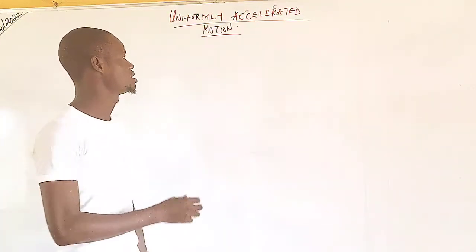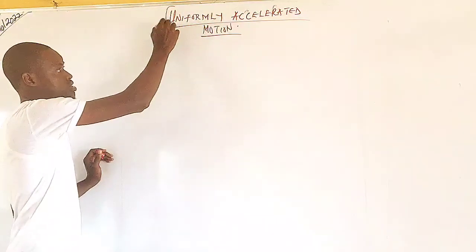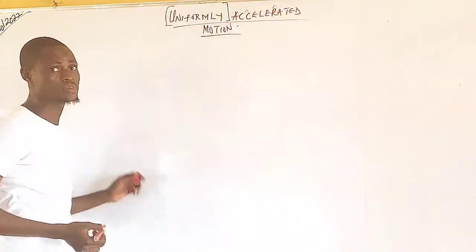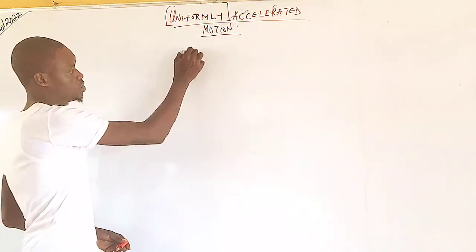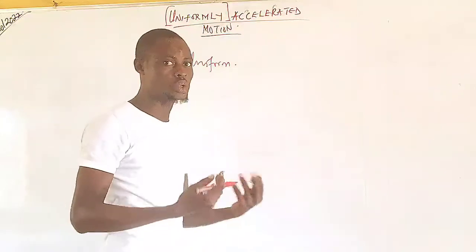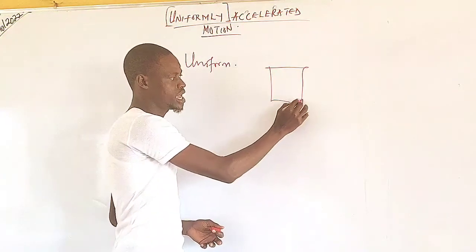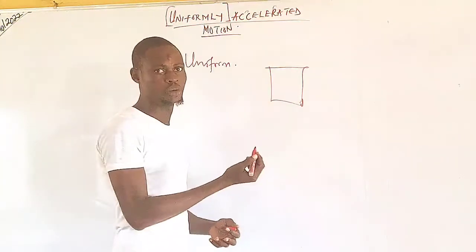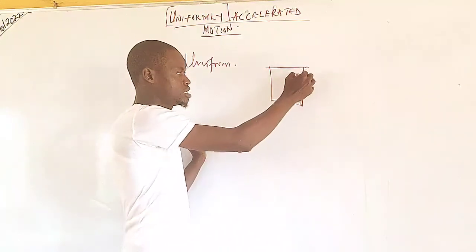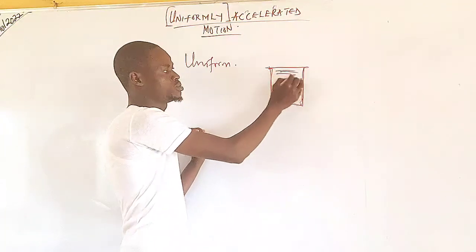The first thing is, what do you understand by the word uniform? Let me try to break this physics down into something that is really simplified. I want to talk about uniformity. Uniform simply means something is equal. It is constant. For example, we can say the area of this shape here is uniform. This shape here is a kind of rectangle. A rectangle has a uniform shape.